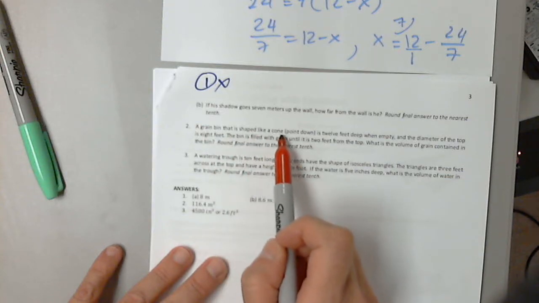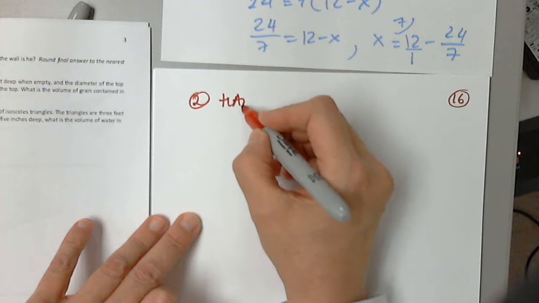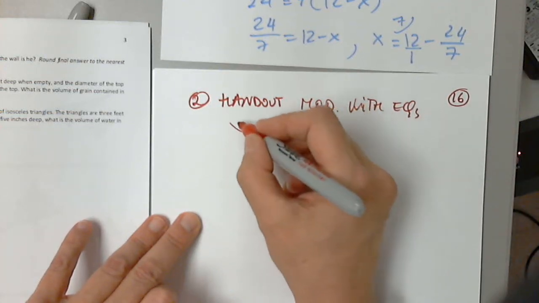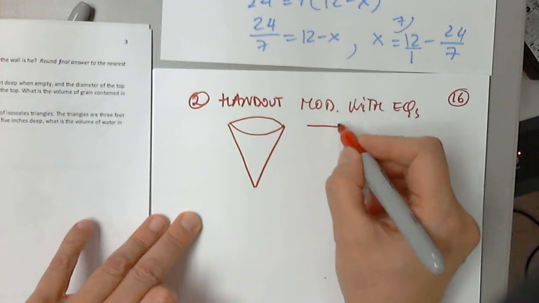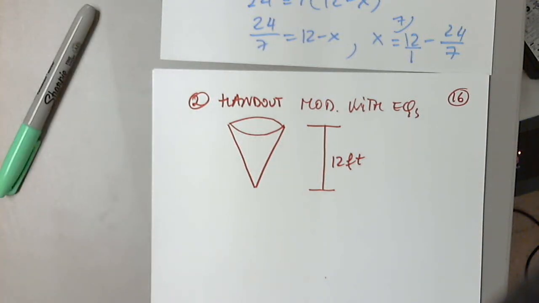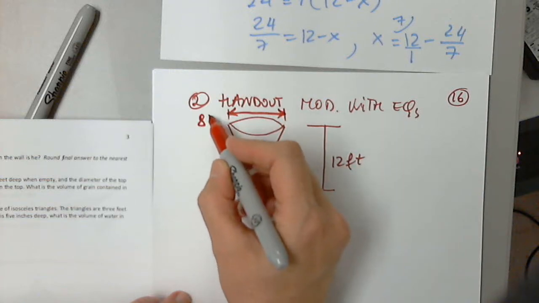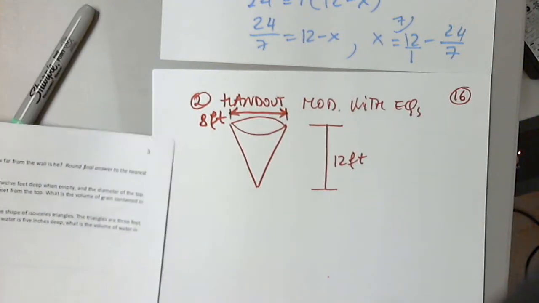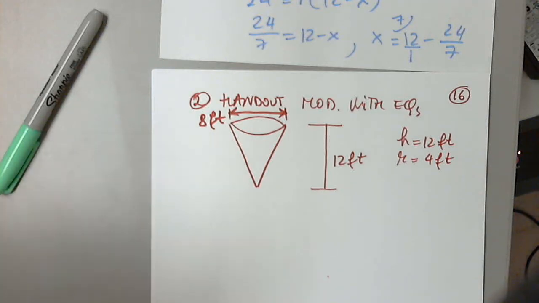Okay, and let's look at number 2. A grain bin that is shaped like a cone point down is 12 feet deep when empty. Okay, so this is problem 2, handout, modeling with equations. And it is 12 feet deep, and the diameter at the top is 8 feet. So then the height is 12 and the diameter is 8. So I'm going to write my notes, 12 feet, and the radius is 4 feet at the top, of course.